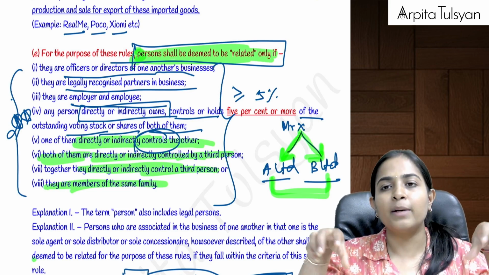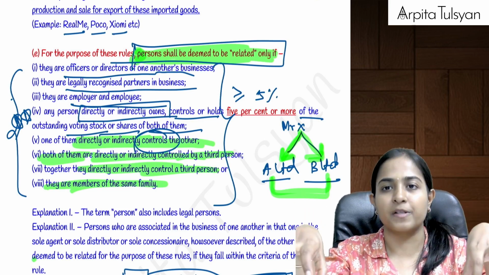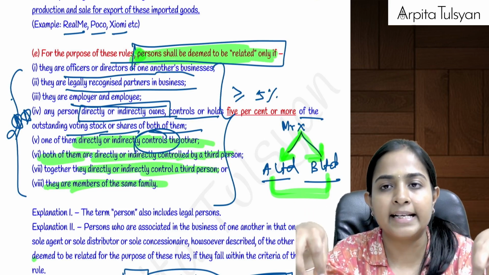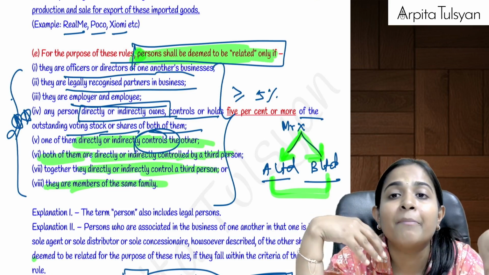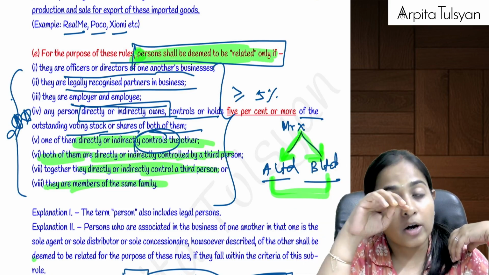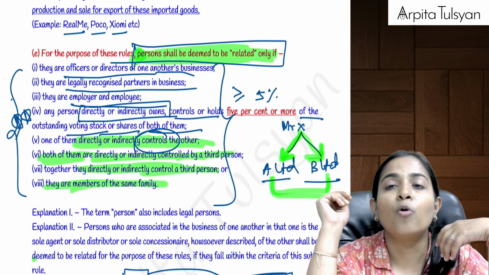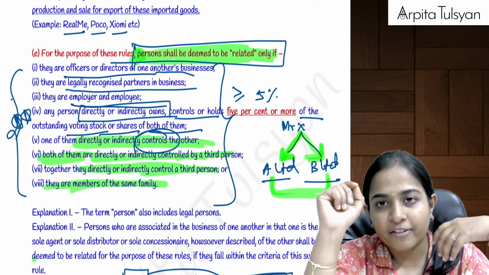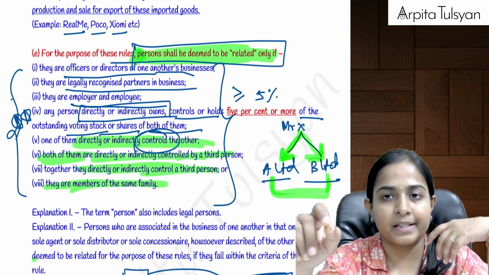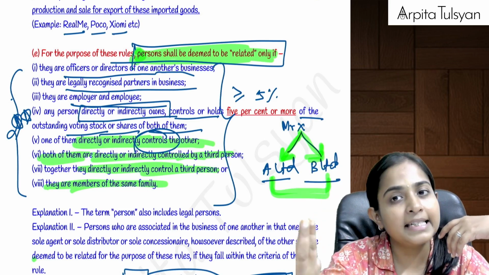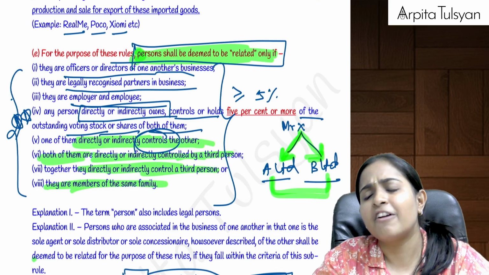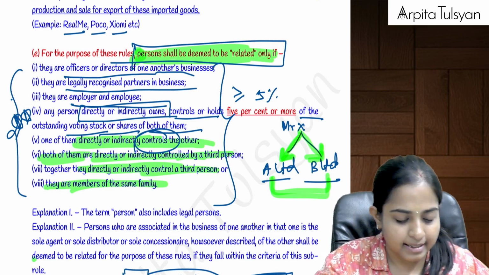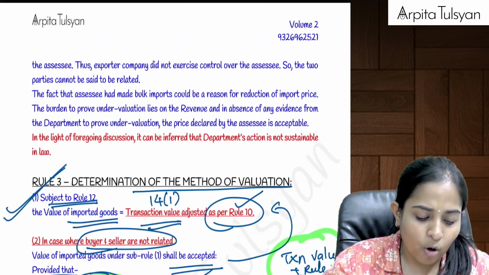If I am holding more than or equal to 5% in two different entities, then these two will be considered as related. If I am controlling someone else, that is, I am holding more than or equal to 51% of the capital of the other person, then it is deemed that I am controlling the other person, and we will be considered as related. If we are members of the same family, then we will be considered as related. Okay, all these things are given here.